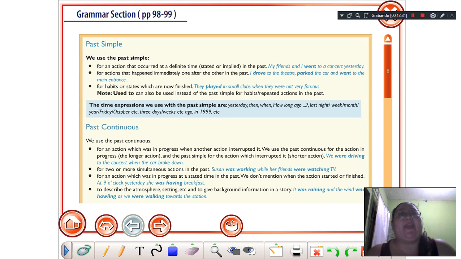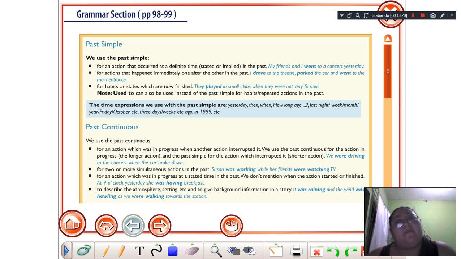Okay, we continue with pages 98 and 99, the past simple. We use the past simple for actions that occur at a definite time, stated or implied, in the past, for actions that happen immediately one after the other in the past, and for habits or states which are now finished. We can also use used to in the past for habits or repeated actions done in the past. The time expressions we use with the past simple are yesterday, then, when, how long ago, last night, week, month, year, Friday, October, etc.